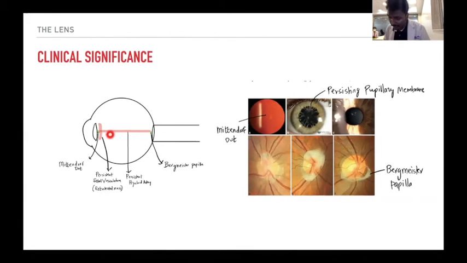Because if any part of this vessel stays behind, if these vessels do not go away and stay as a remnant, each and every part of the vessel will form some pathology. If the hyaloid vessels stay in this cavity, we form persistent fetal vasculature, persistent hyaloid artery. And if the glial components in the front are staying, we find Mittendorf dot and Bergmeister papilla. So these are good clinical pictures of what is happening.